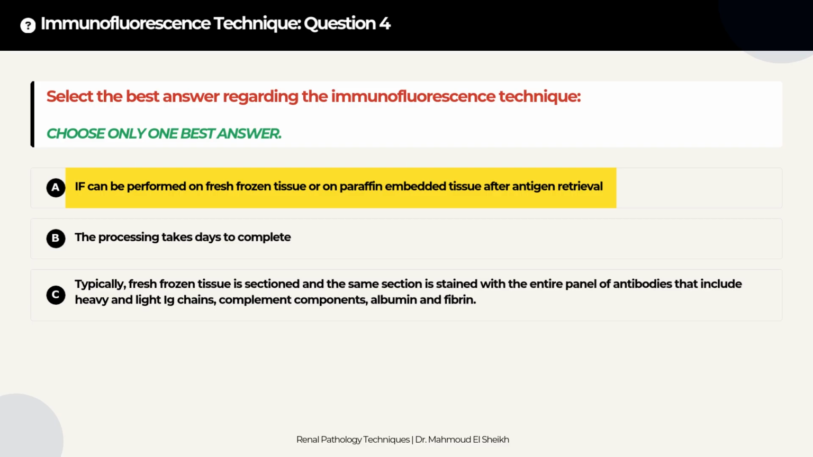serially sectioned to provide a set of slides that can be stained with a panel of stains. This panel may be variable in different labs, but ideally should include heavy immunoglobulin chains and light chains like kappa and lambda, and complement components C3, C1q, for transplant C4d, and in some labs C4, albumin, and fibrinogen stains. The processing usually takes about a couple of hours to complete for routine direct immunofluorescence, or slightly longer for some stains requiring secondary antibody.